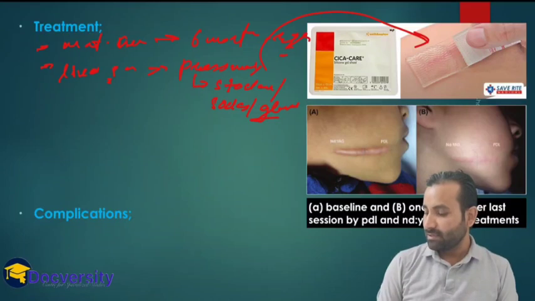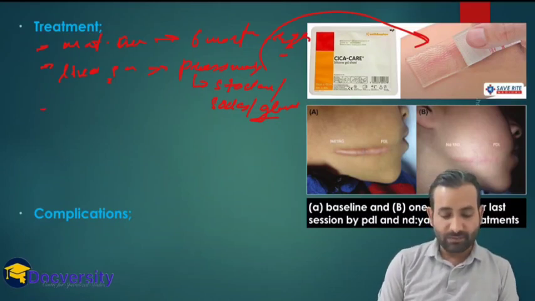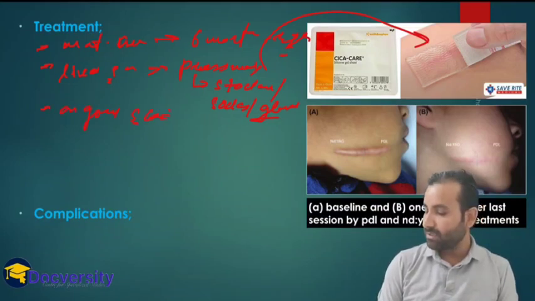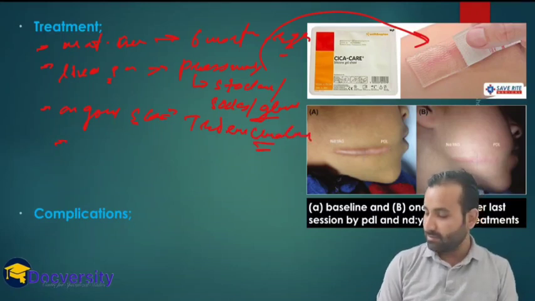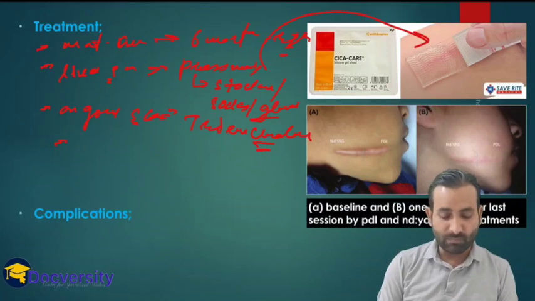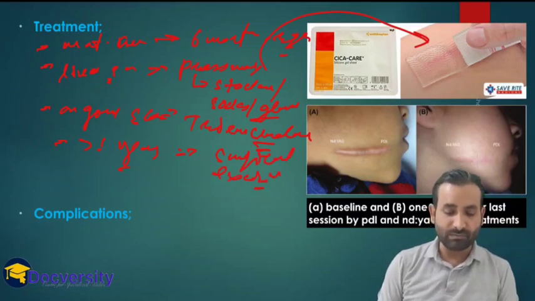Understand? And after that, if it is an ongoing scar, then you have to go for an intralesional steroid like triamcinolone injection, right? And similarly, if you have this scar for more than 1 year, you have to go for surgical excision. Surgical excision. Is that clear? So hope you understand about the treatment.